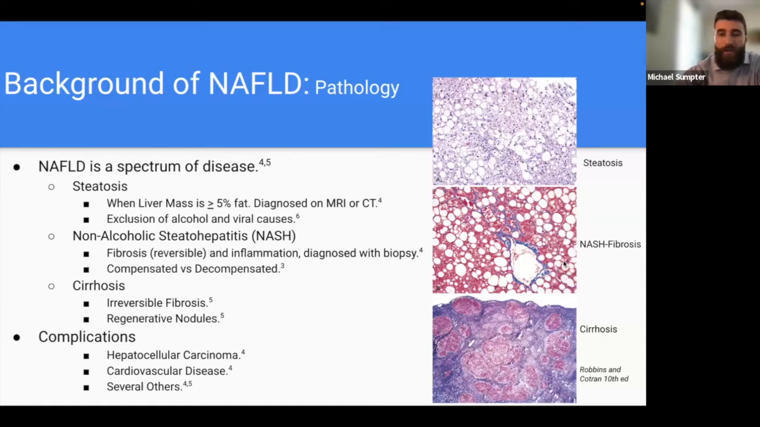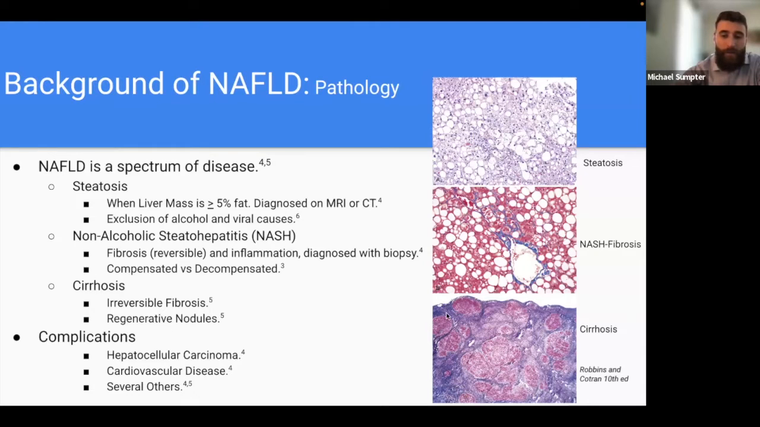This middle image here is going to be a picture of NASH. You can see that you still have those balloon cells present, but you're also starting to get that fibrous tissue beginning to be laid down. And in addition to those two features, you'll start to get something called Mallory-Denk bodies, which are going to be accumulations of an inflammatory protein of intermediate filaments. So that's that inflammatory characteristic there.